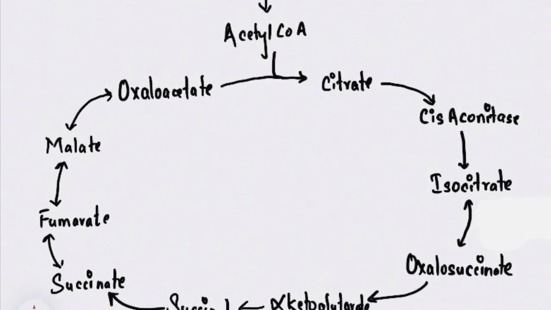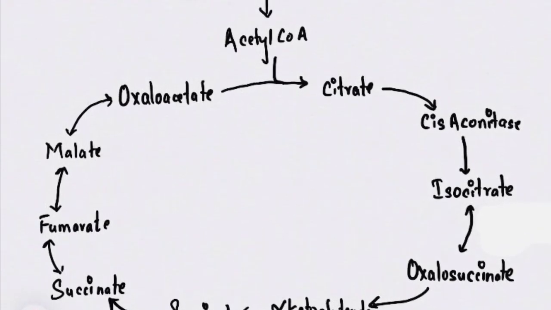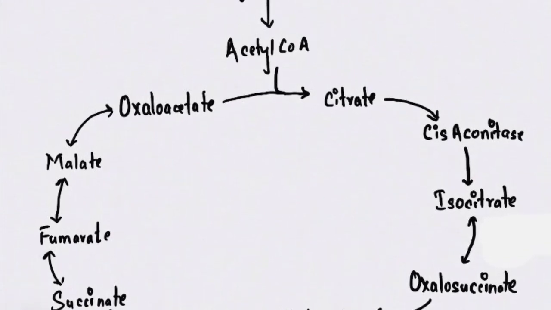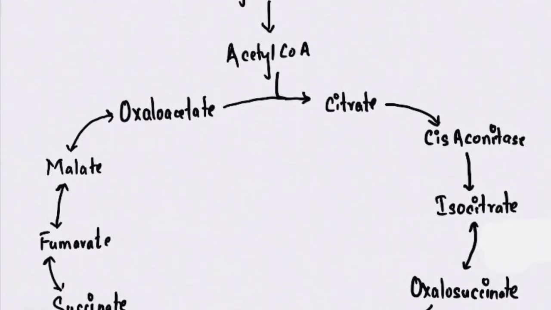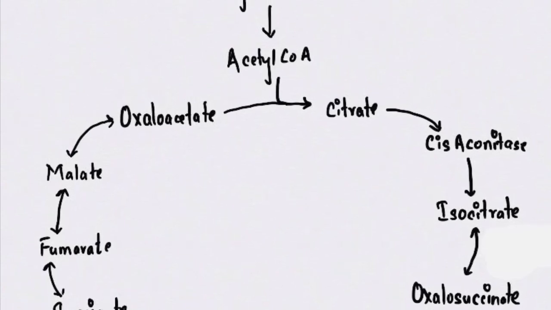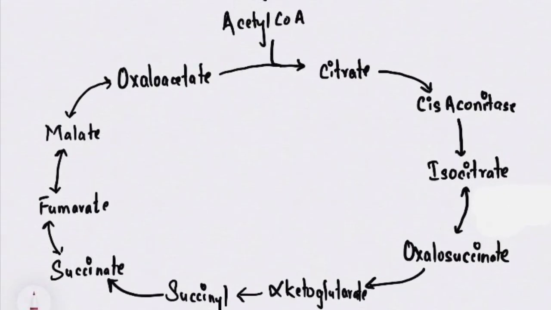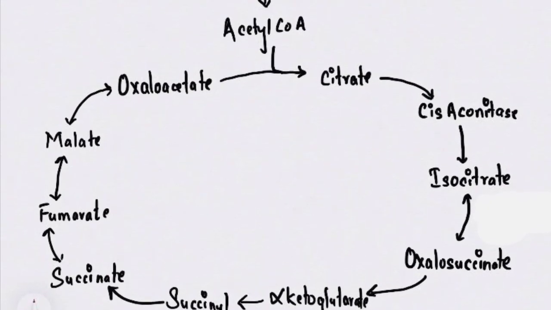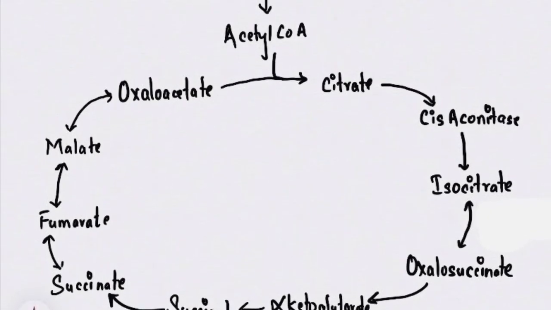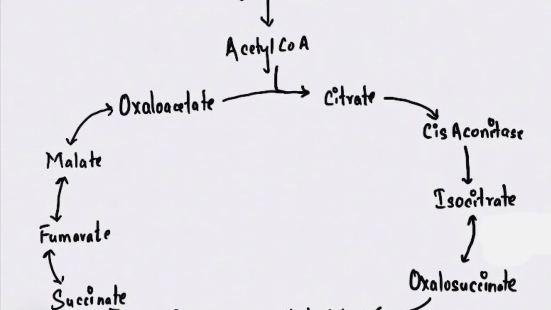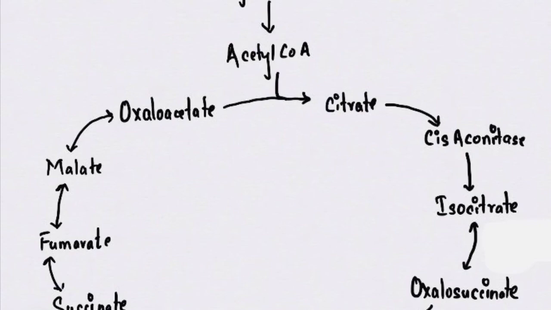Initially, there is formation of acetyl coenzyme A, which condenses with oxaloacetate to form citrate, which is converted to cis-aconitase, then to isocitrate, again to oxalosuccinate, that is converted to alpha-ketoglutarate and succinyl coenzyme A, then succinate, fumarate, malate, and again reconversion to oxaloacetate, which again condenses with acetyl coenzyme A, and the cycle continues.